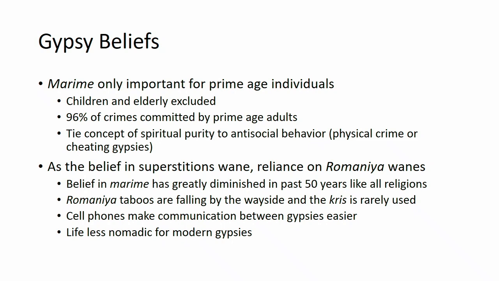The people that you need to prevent from cheating on taxes, from beating each other up, those types of things, are young people. Honestly, it's dudes from like 16 to 26 who commit most of the crime, but you get to 96% by counting all prime age adults. So they tie the concept of spiritual purity to this antisocial behavior, whether it's physical crime or cheating other gypsies, or these spiritual crimes, to the people that are most likely to commit crimes. Once you're not going to commit crimes anymore, or if you're a little kid who is not going to commit crimes, you don't have to follow these rules. They don't tie it to that.